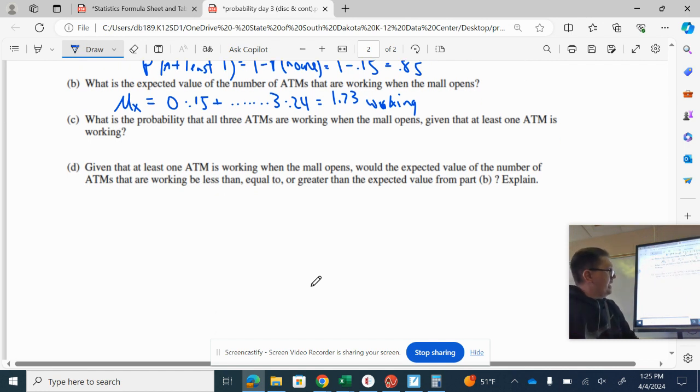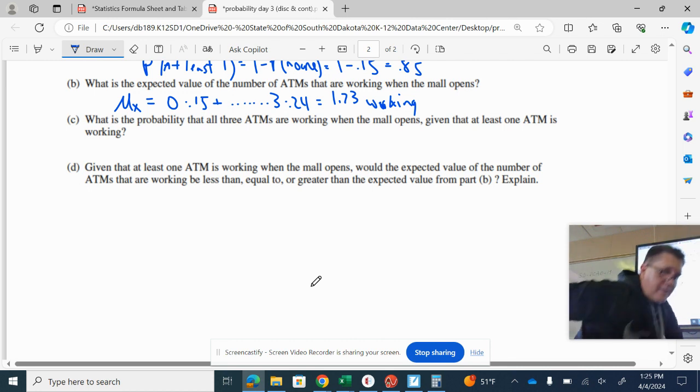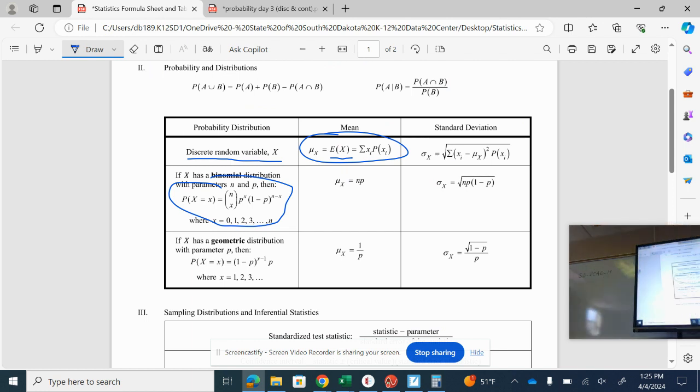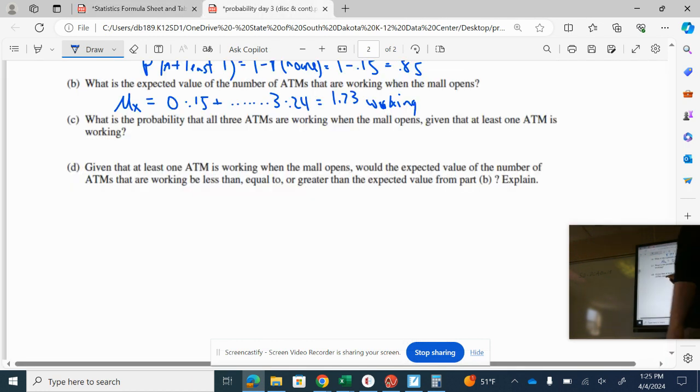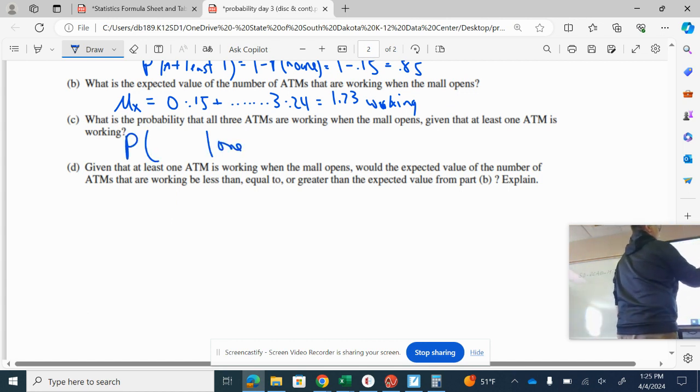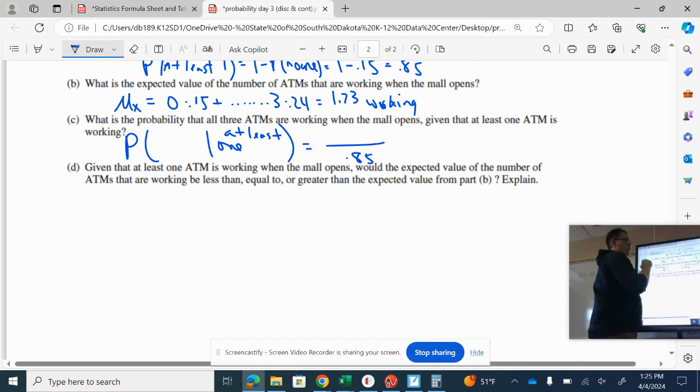What's the probability all 3 ATMs are working when the mall is open, given at least 1 ATM is working? Now, this is the probability A given B, which I believe is on the formula sheet. That's this one. Remember, it's the probability of both things over the probability of the given. So make sure you know that. So it's given at least 1 is working. Now, we calculated that percent. That's the 85% that we did in part A.